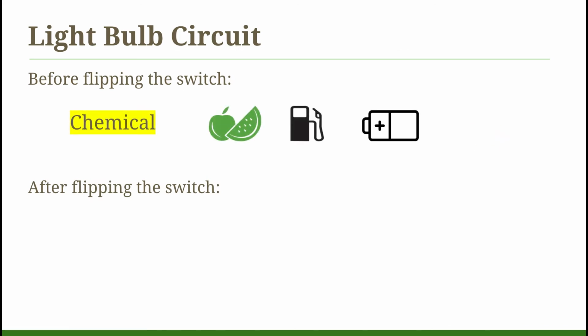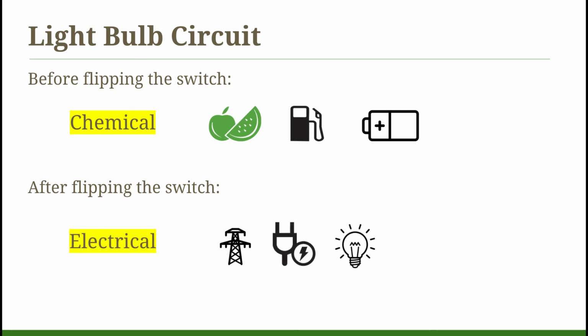So for flipping the switch, the energy was stored in the chemicals of the battery. And then after flipping the switch, the electricity, the current, was able to flow through the circuit and make the light bulb light up, which is evidence of electrical energy.